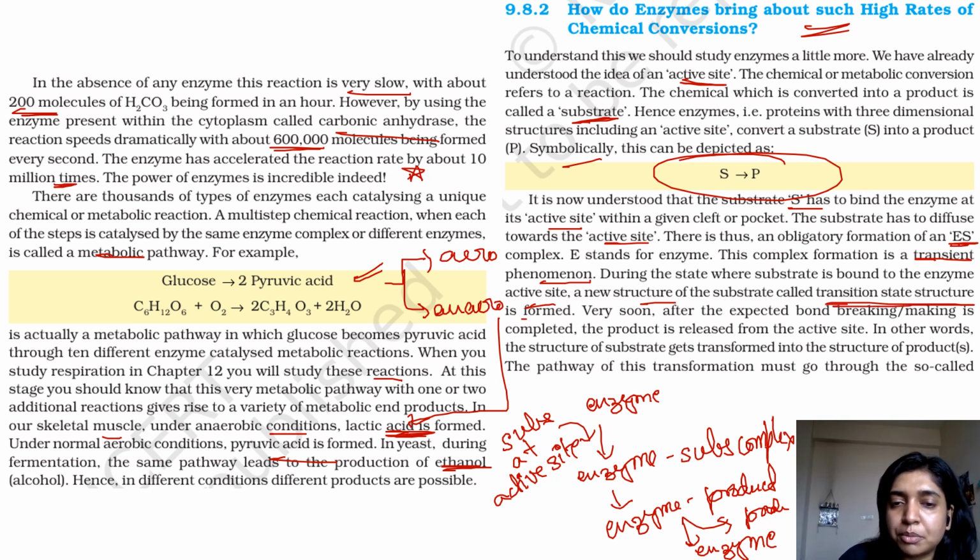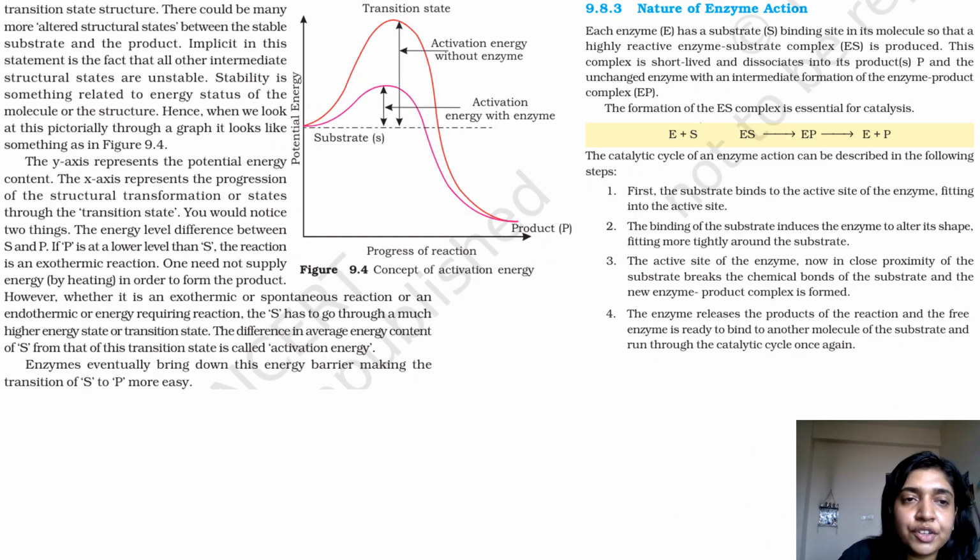state structure is formed. So this particular structure, I'll write it in yellow, is known as your transition state structure. All right. So very soon after the expected bond breaking is completed, the product is released from the active site. In other words, the structure of substrate gets transformed into the structure of products. The pathway must go through the so-called transition state structure.